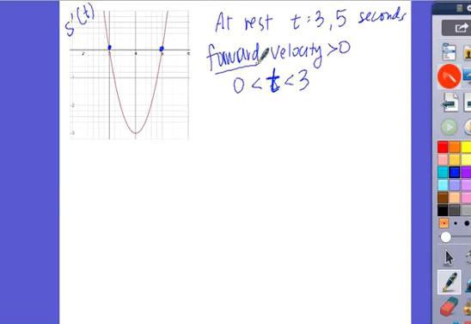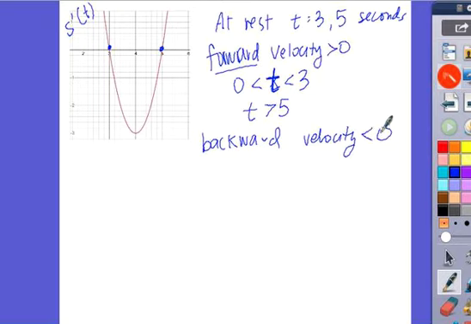And then after 5. Okay, if I want to see when I have a negative velocity, that means I'm moving backward. Velocity is less than 0 from, you see right here, from 3 to 5.